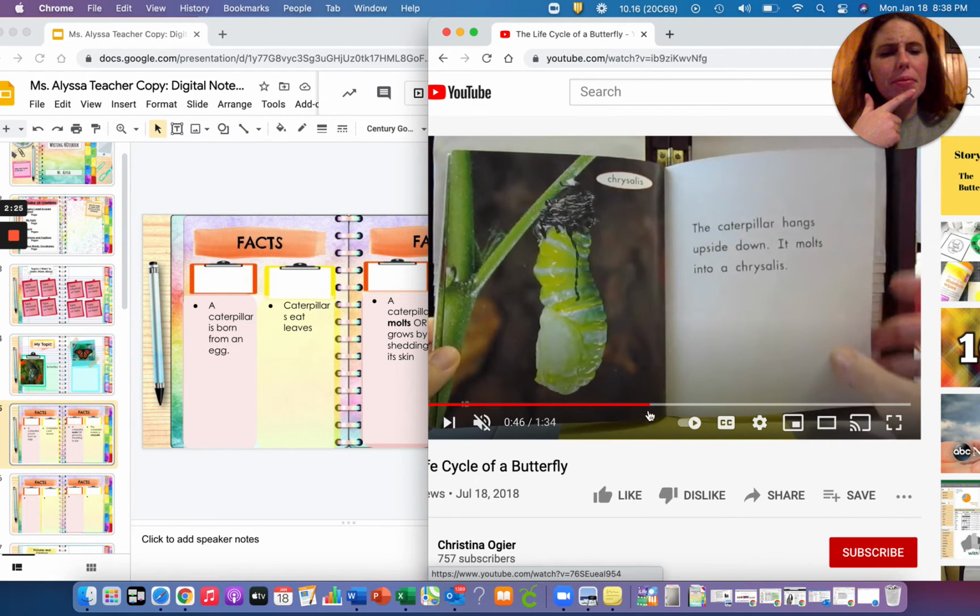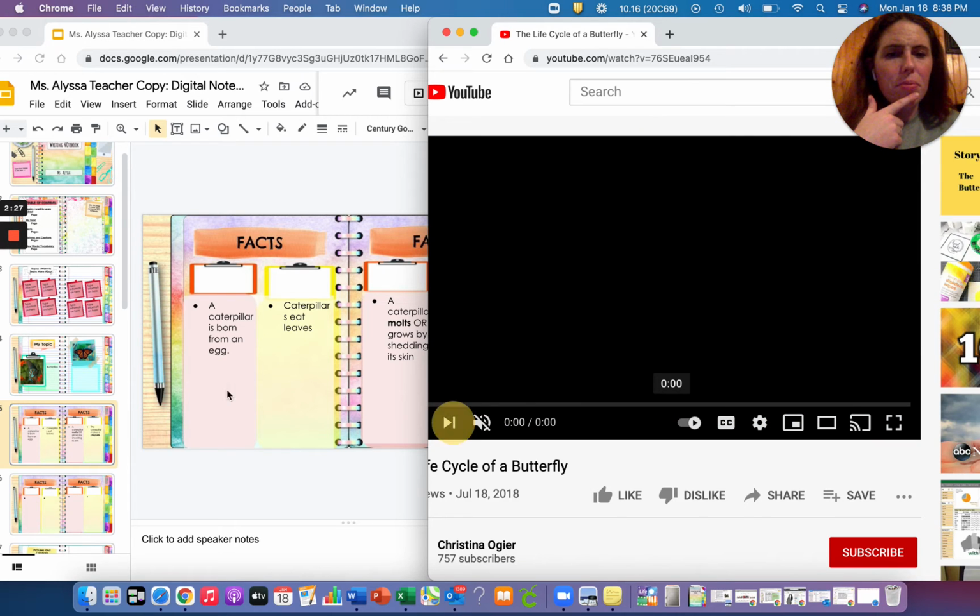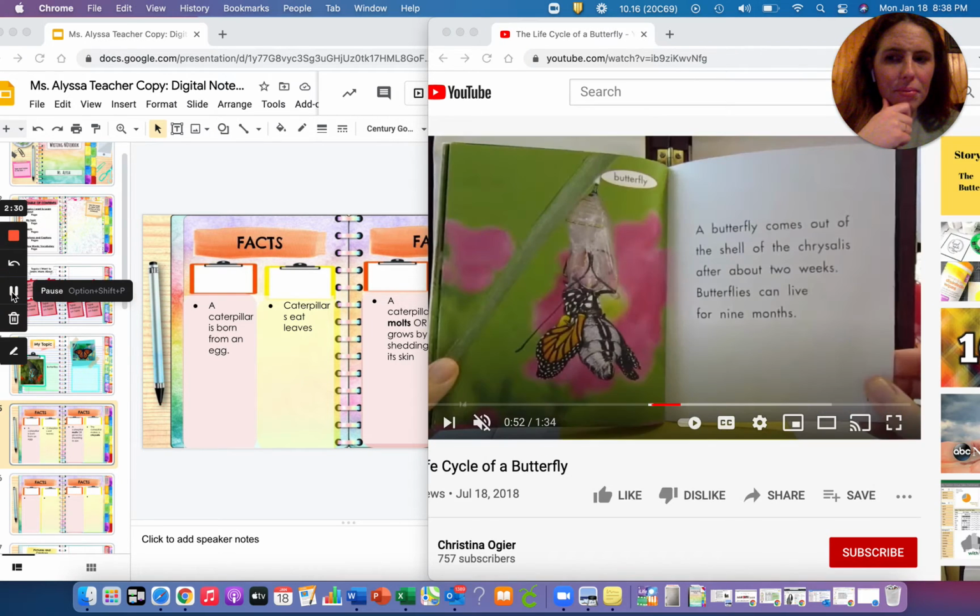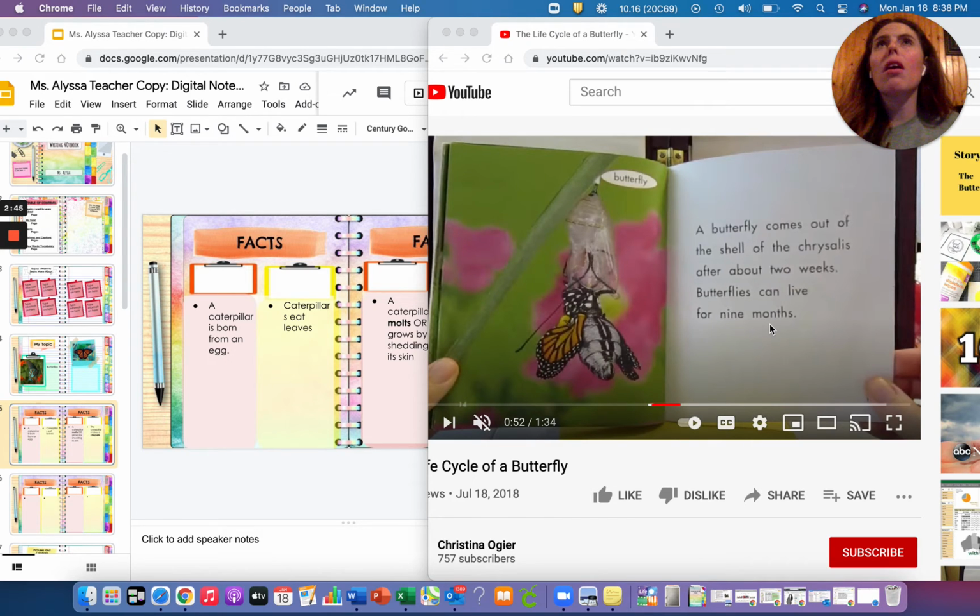So, let me see. I go to the next page. And I can see that on the next page it says, a butterfly comes out of the shell of the chrysalis after about 2 weeks. Butterflies can live for 9 months. So a lot of information on this page. And I do think that's something I want to make sure I understand, how long a butterfly stays in a chrysalis. So I'm going to add that it stays in a chrysalis for 2 weeks.